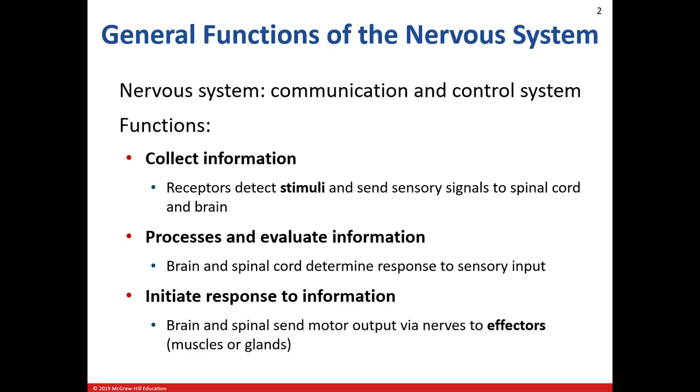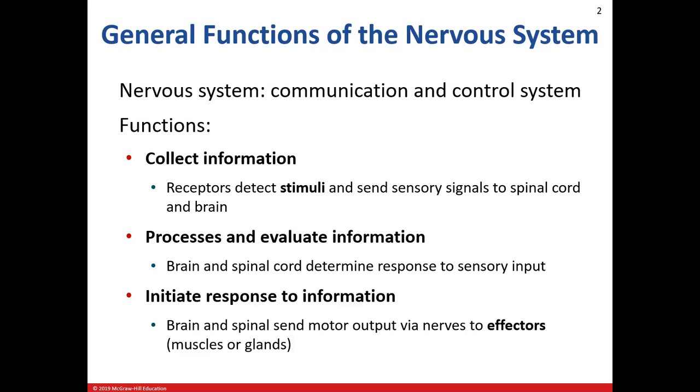And so, what does the nervous system actually do? Well, the main function of the nervous system is for communication and to act as a control system. The functions are very simple. It takes in information, it processes information, and then it sends initiation out to get a response.